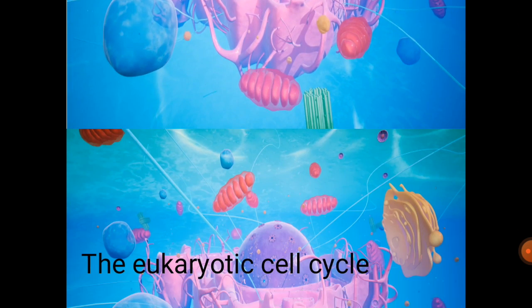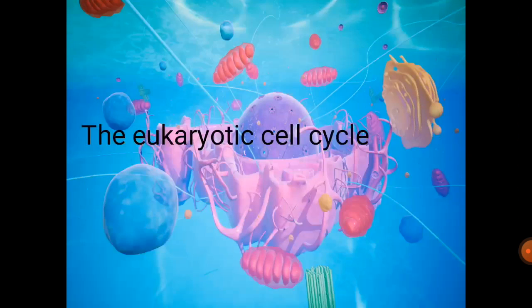The next one is the eukaryotic cell cycle. The cell cycle is the life of the cell. During this cycle, it grows and divides. Checkpoints exist between all stages, so the proteins can determine whether the cell is ready to begin the next phase of the cycle.